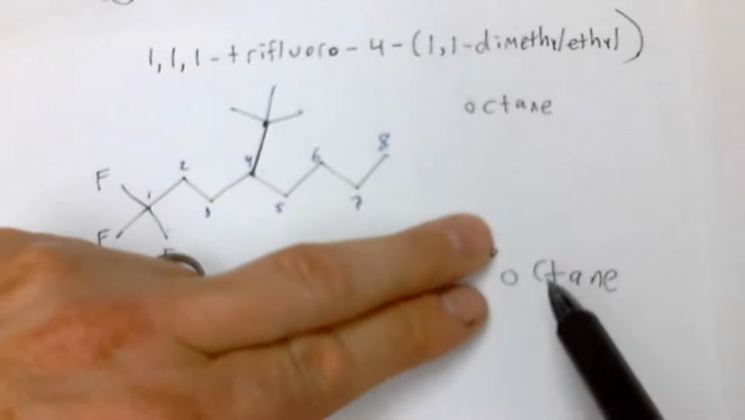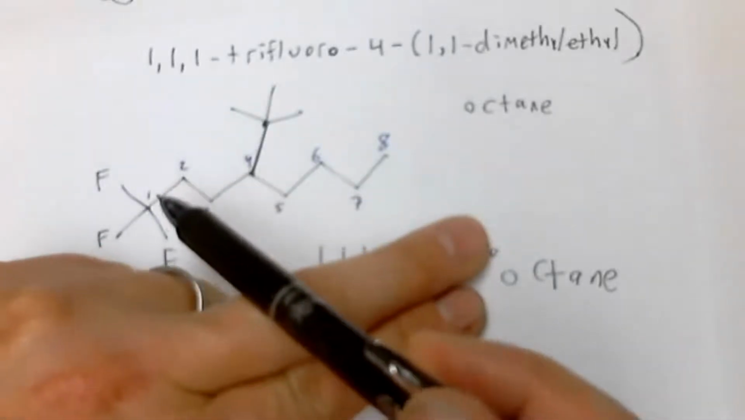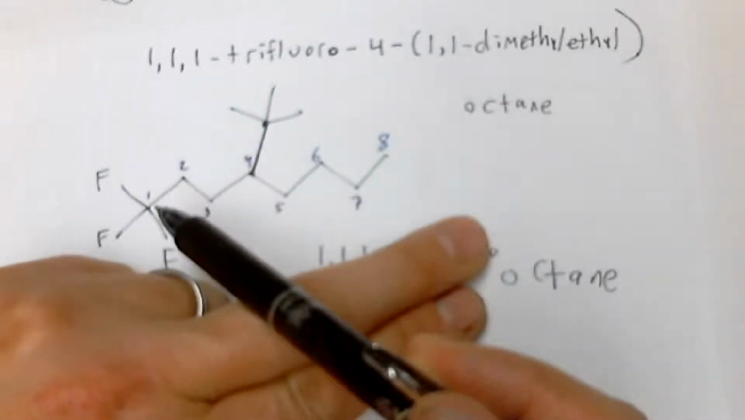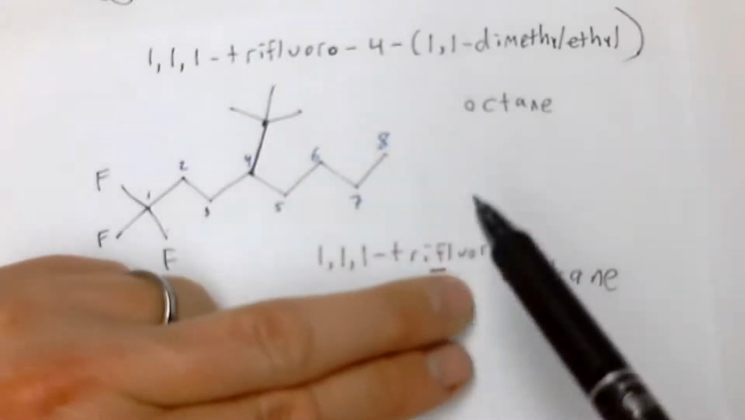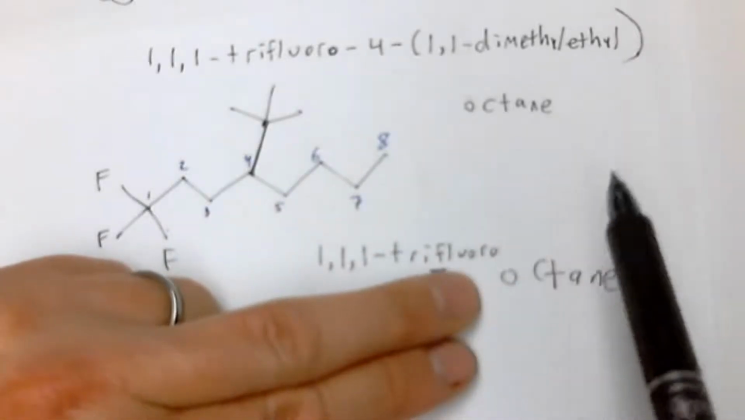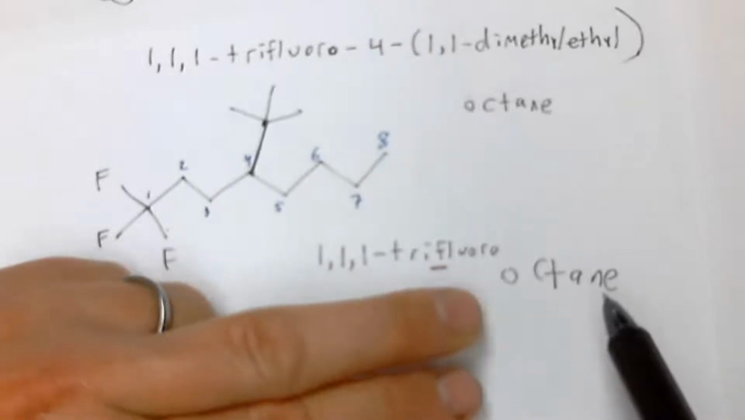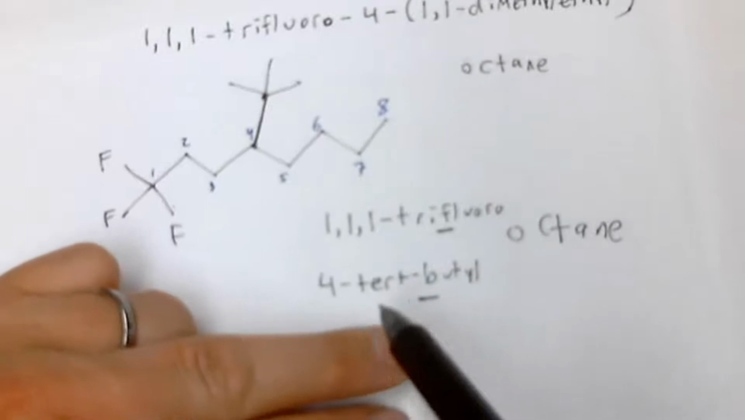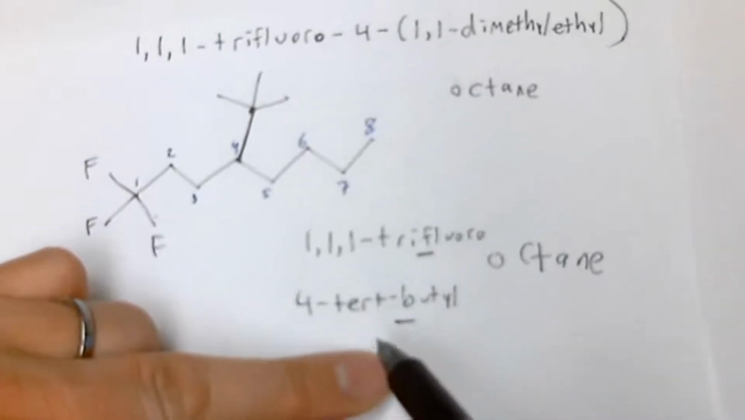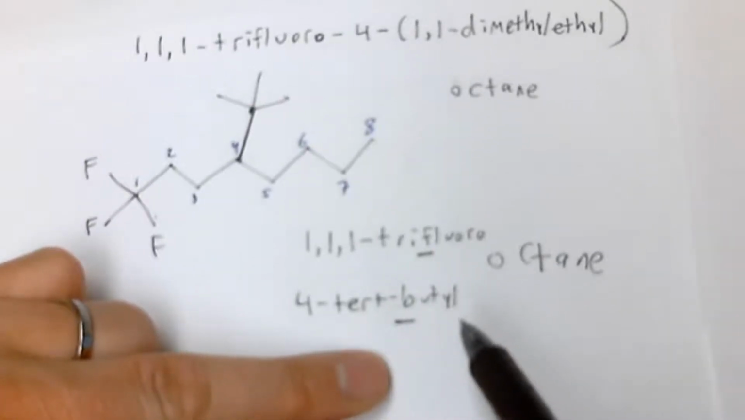And then what I added was the thing that didn't change, 1,1,1-trifluoro. That's not changing. So now we have 1,1,1-trifluoro, octane. And the other thing is that I usually stack these vertically, so I add that one vertically underneath. Now it's called 4-tert-butyl.